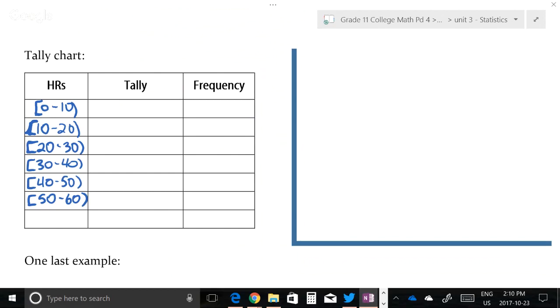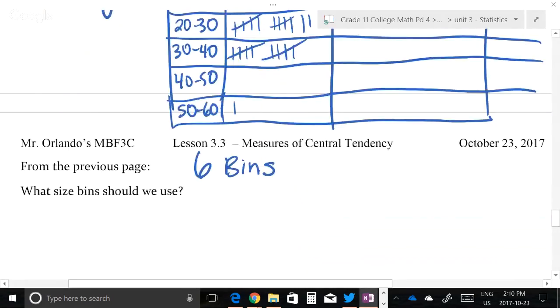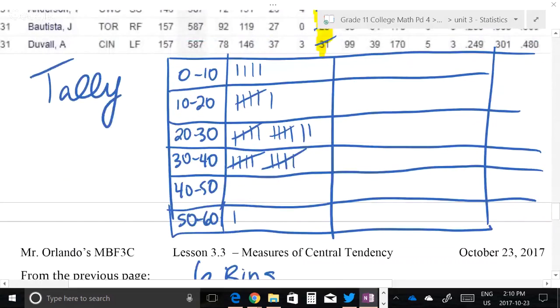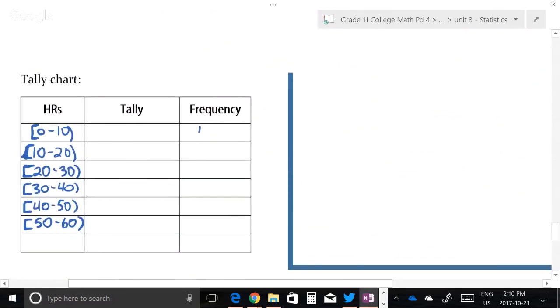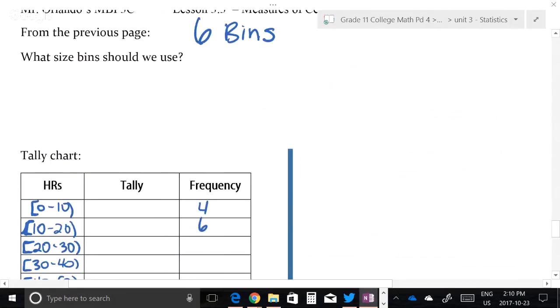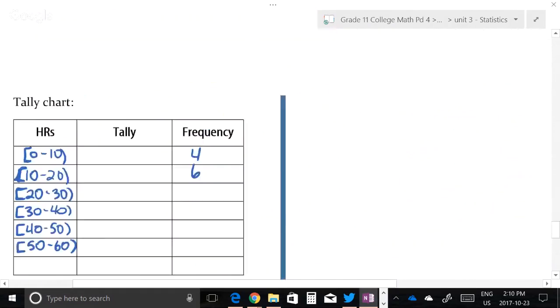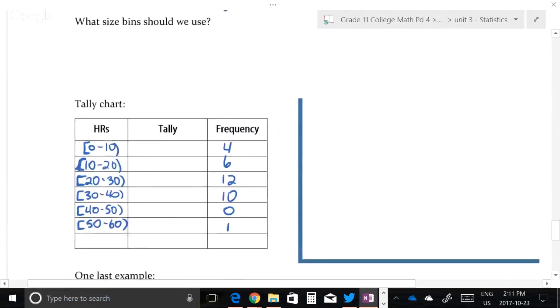All right, what do you got? You got numbers for me? Let's see if they match. So I have 4. What do you have for the first one? 4. I have 6. What do you have? 6. I have 12. 12. I have 10. I have 0. 0. 4, 6, 12, 10, 0. Thanks, Sarah.